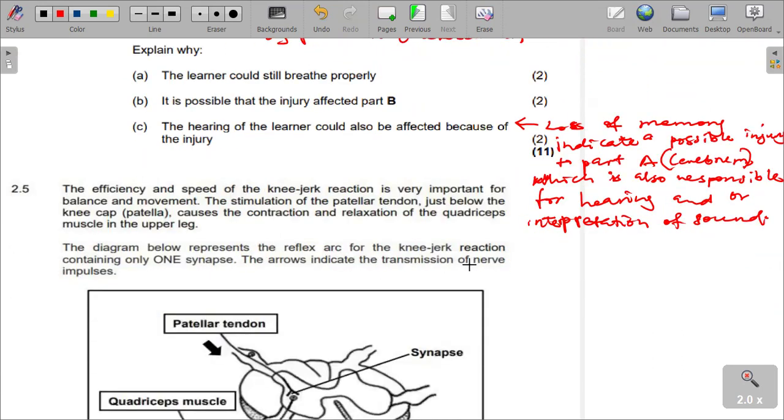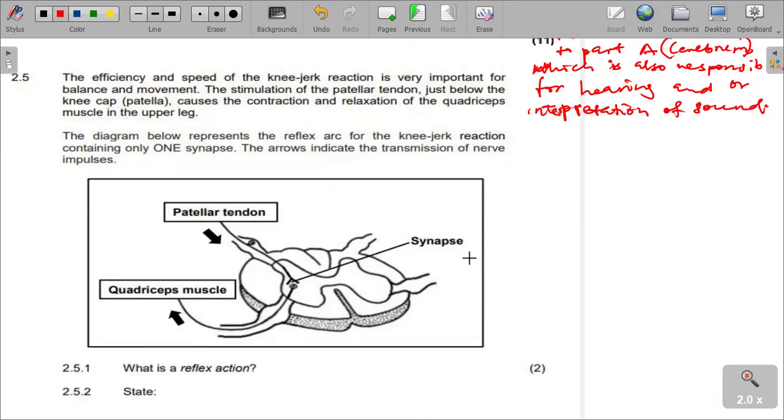And then we have this question here. The efficiency and speed of a knee-jerk reaction is very important for balance and movement. The stimulation of the patellar tendon just below the kneecap, the patella, causes the contraction of the quadriceps muscle in the upper leg. That is shown in our diagram below. The diagram represents the reflex arc for the knee-jerk reaction containing only one synapse. The arrows indicate the transmission of the nerve impulses.